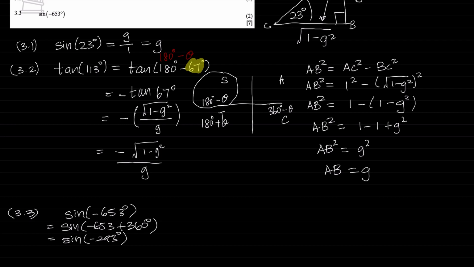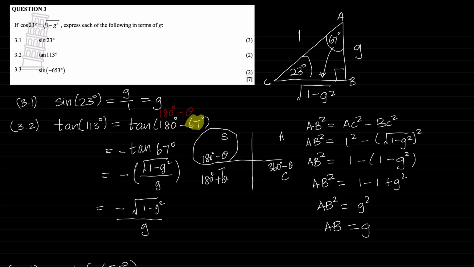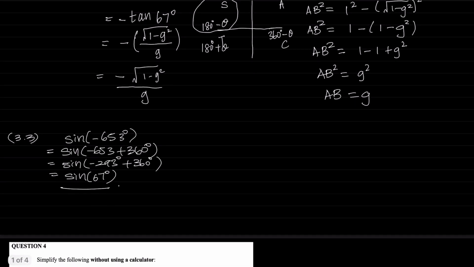Since it's still negative, let's add 360 again. So plus 360, that gives us 67. So that's the same as saying sine of 67. Now we can do sine of 67. There's 67 on our triangle. So sine of 67 is opposite over hypotenuse. So sine of 67 degrees is equal to square root of 1 minus g squared over 1, which is simply the square root of 1 minus g squared.